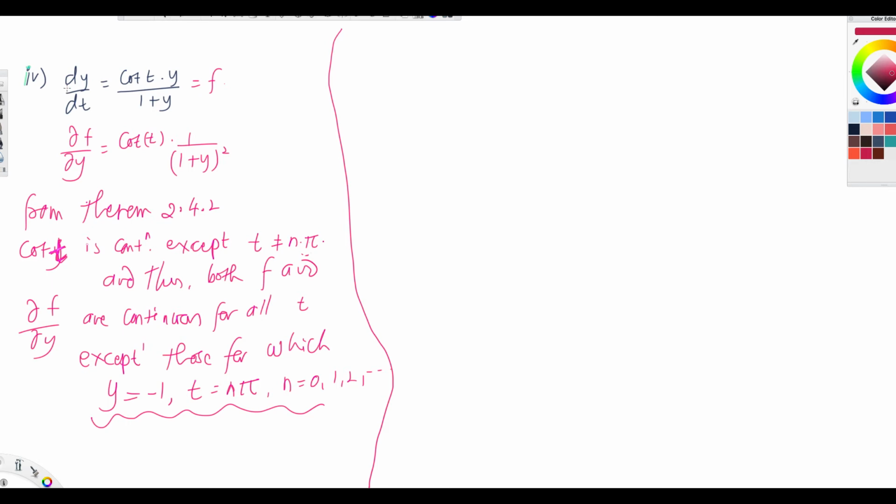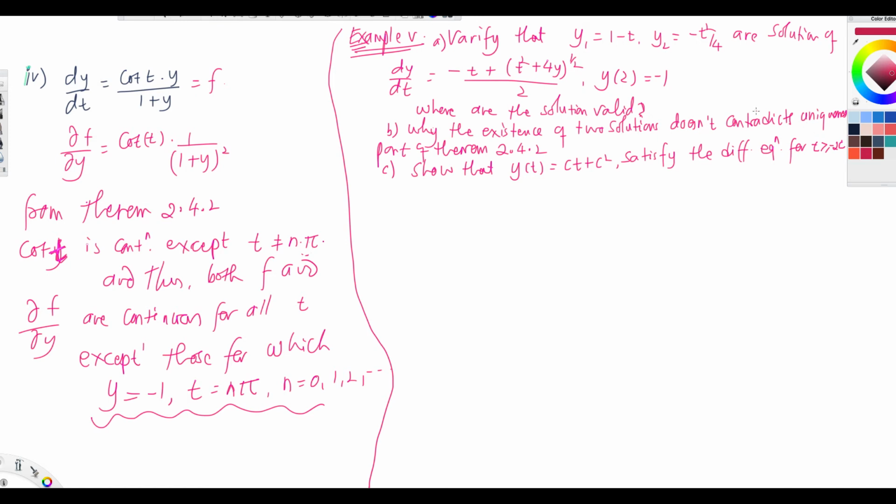Next I want to do question number 14 from the book, which is example V. There are three parts to the question. The first part is to verify that y1 equals 1 minus t and y2 equals negative t squared over 4 are solutions of this differential equation. Where are the solutions valid? We want to find that for both of those. Part B: why the existence of the two solutions does not contradict the uniqueness part of theorem 2.4.2.